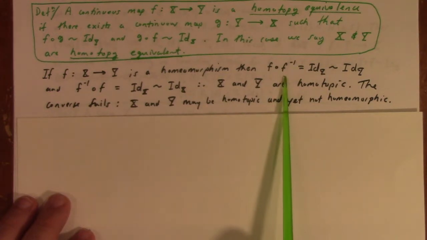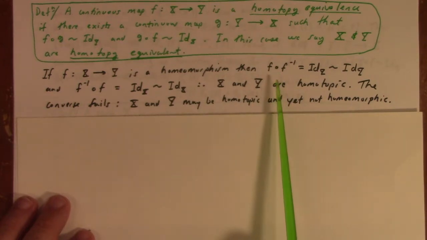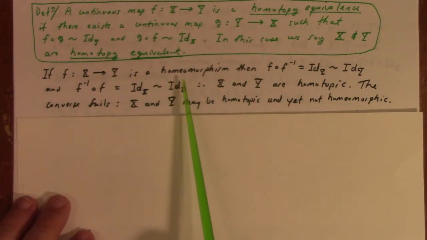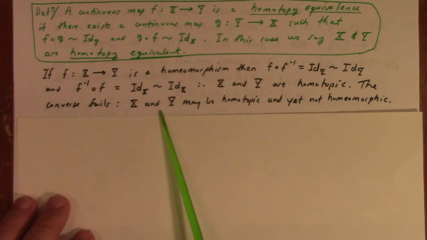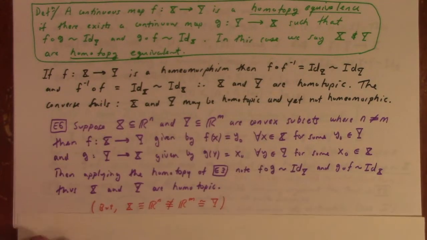Now, the concept of homotopy inverse is much looser than inverse function. So you can have a function which is not invertible and yet has a homotopy inverse. But in any event, if two spaces are homeomorphic, then yes, they're homotopy equivalent. And the converse fails. You can have X and Y that are homotopy equivalent and yet not homeomorphic. I believe that the next example shows that.